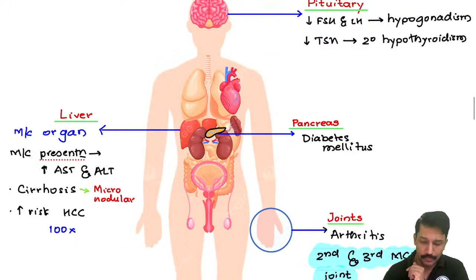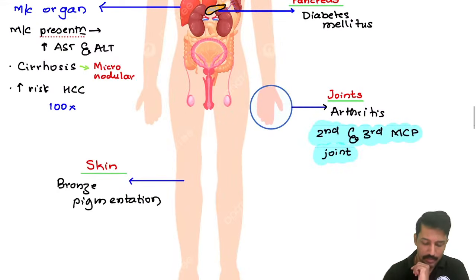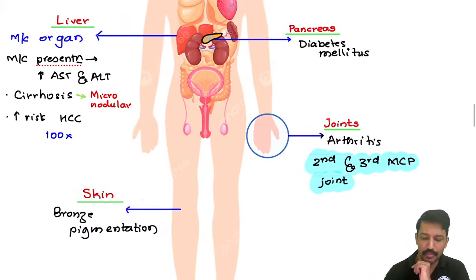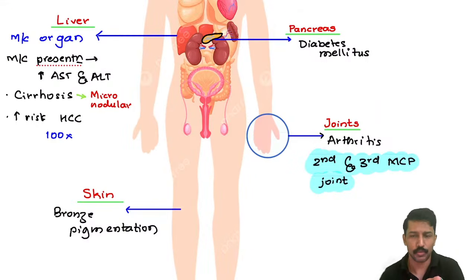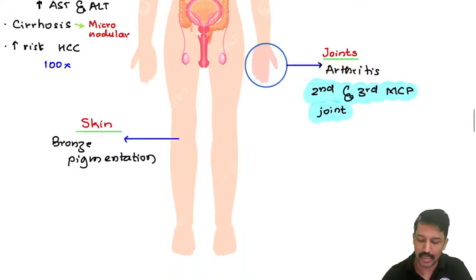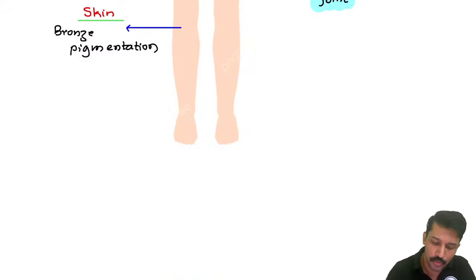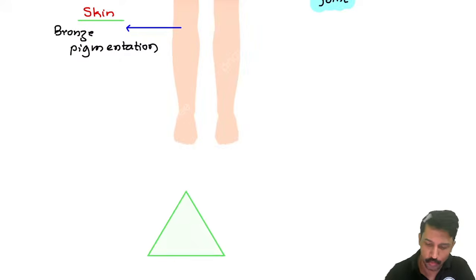Now, often in the exams, you come across this term called bronze diabetes. What is bronze diabetes? A patient with bronze skin pigmentation having diabetes because of hemochromatosis. They also ask you about the triad of hemochromatosis. So what is the triad of hemochromatosis?